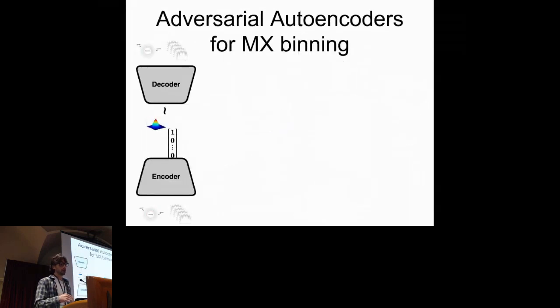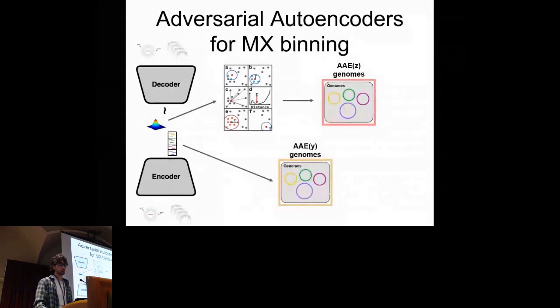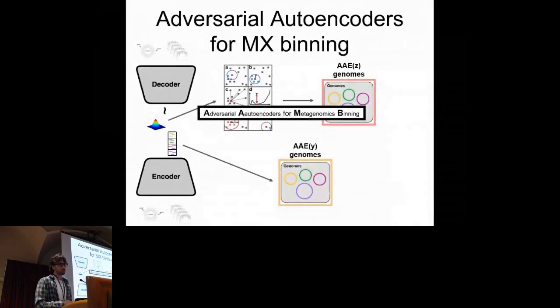As we said before, the Gaussian distributed latent space is just clustered, and the genomes are retrieved, which we call the AAE Z genomes. And since the categorical latent space is a space with one-hot vectors, it can be interpreted as a classification of those contigs. Therefore, the only thing we have to do is retrieve the contigs from it to get the bins. And without a lot of creativity, we call that AAE, adversarial autoencoders for metagenomics binning.